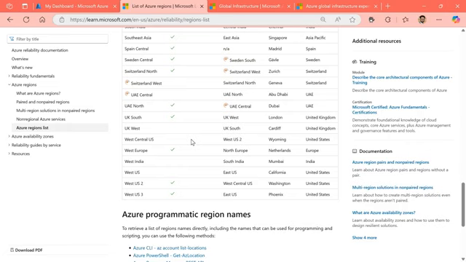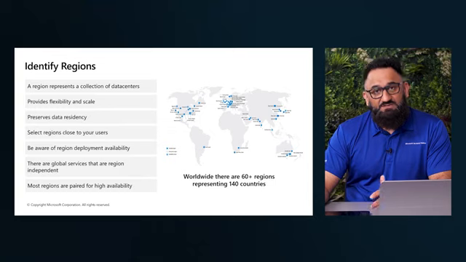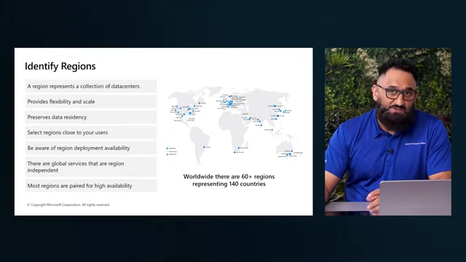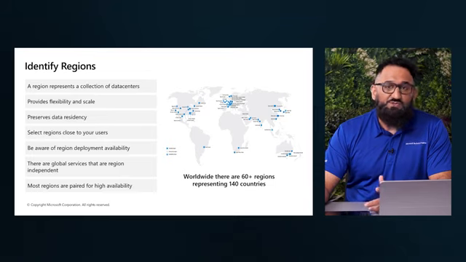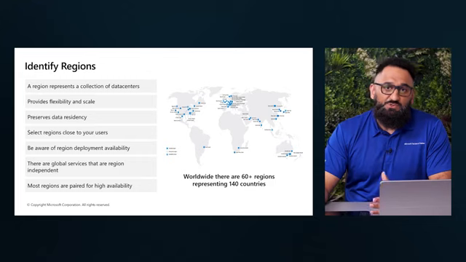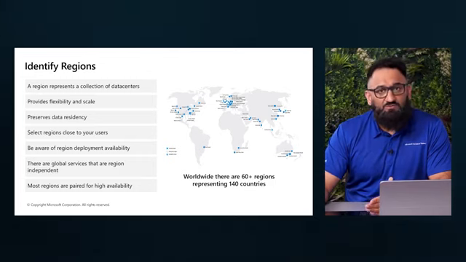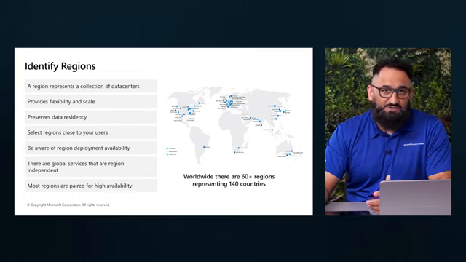Let's jump back onto the slides for now. As mentioned, each region has a paired region, as you saw in the documentation. Now, there are various reasons for you to choose a region. For example, as I mentioned, you can choose a region based on where your users are to reduce latency. However, you could have other reasons for choosing a region.